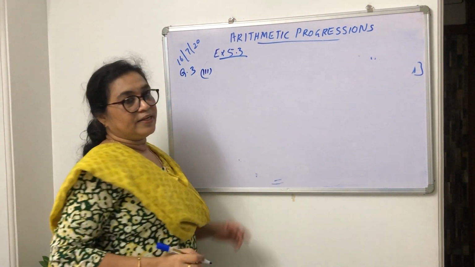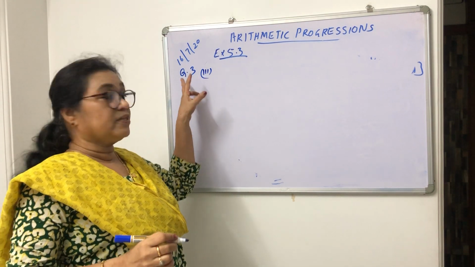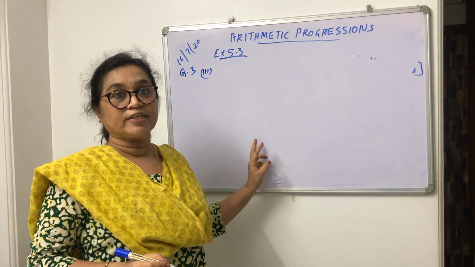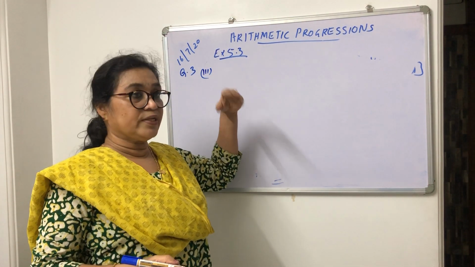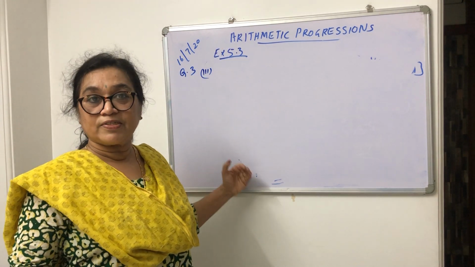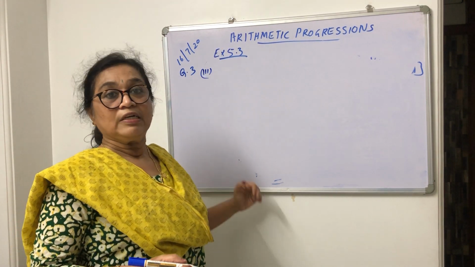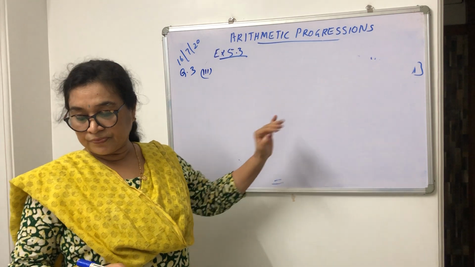So many, 10, 11 questions are there, parts are there for the third question. I will do the alternate ones, then you have to do the next. I will do 1, 3, 5, 7 like that. You do 2, 4, 6 as homework.